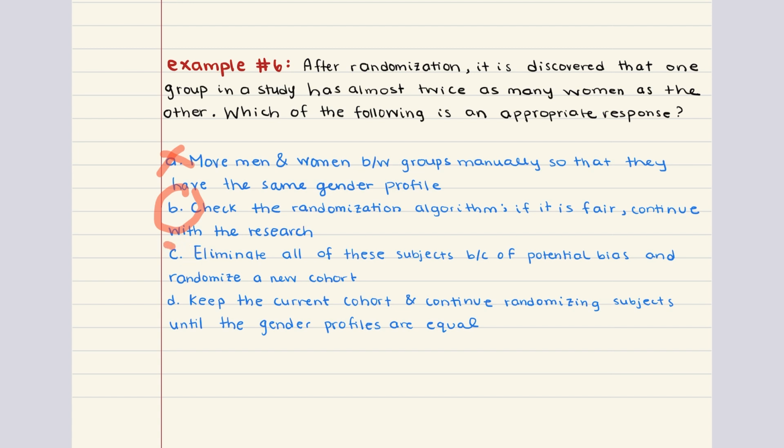So C is incorrect. D says keep the current cohort and then continue randomizing subjects until the gender profiles are equal. Again, this kind of approach really undermines the principle of randomization. So by you actively altering the composition of the groups, you're introducing bias, and that's going to affect the validity of the study. So D is also incorrect. Once again, the correct answer for problem 6 is B.